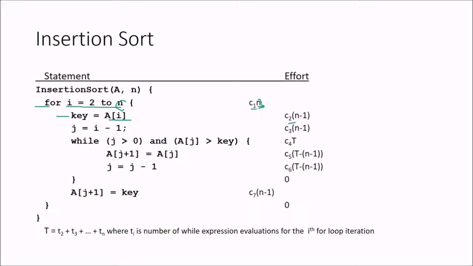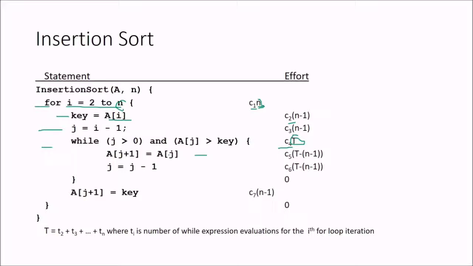Just before that, it is going to run n minus 1 times. Again, this is also going to run n minus 1 times. What about the while? We don't know, so we assign a time t here. We are not aware of it, so we just place t and multiply it with some constant c4.